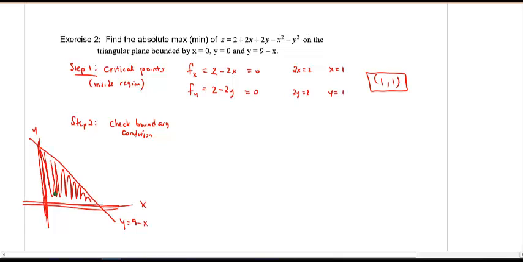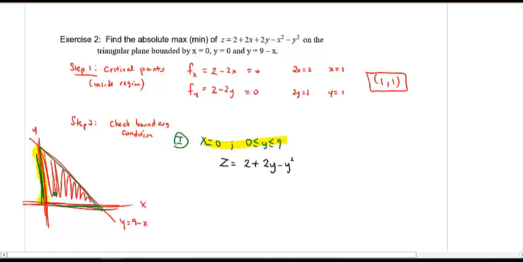So the boundary conditions are this boundary and this boundary. Let's check our first boundary here of x equals 0. When I say x equals 0, I'm also implying that the y value has to be between 0 and 9. So I'm describing this boundary right here. Now, when that happens, look what happens to our equation for z. Z now magically transforms into what? 2 plus, well, there's no more x, that's gone, 2y minus y squared.